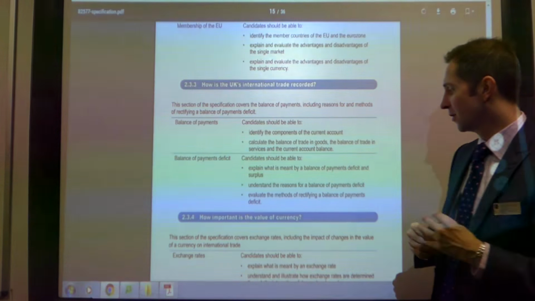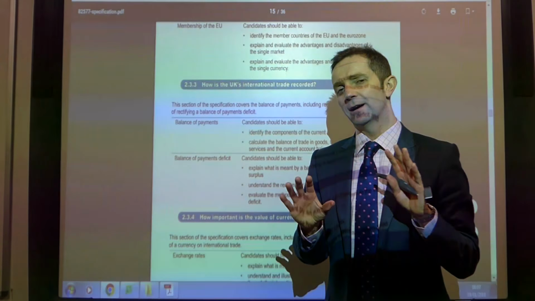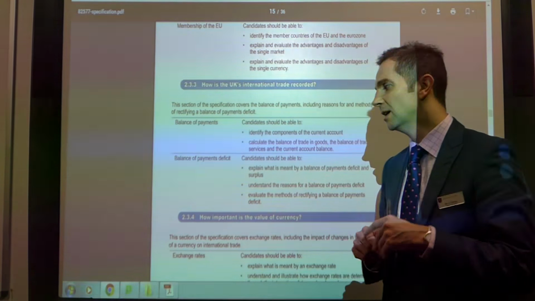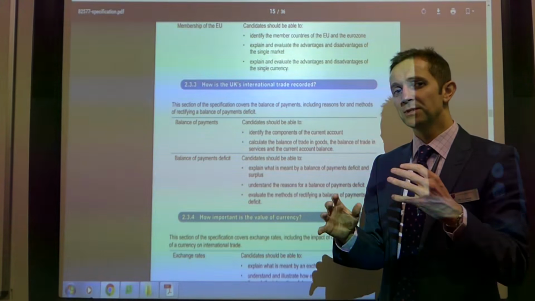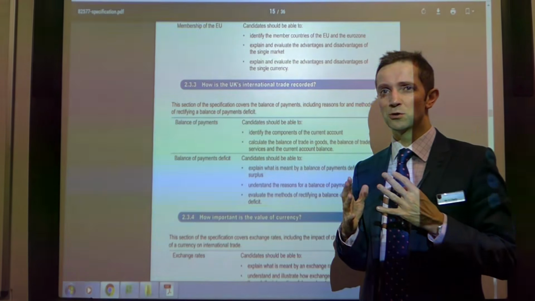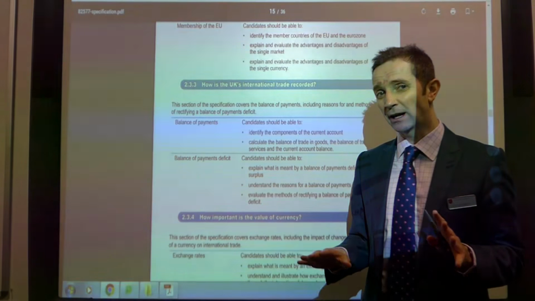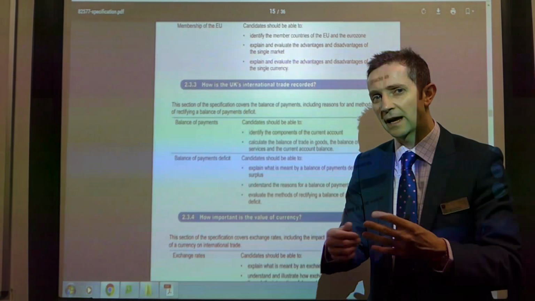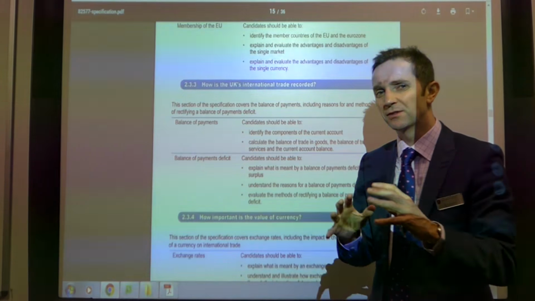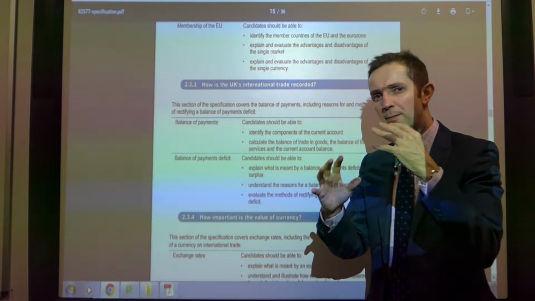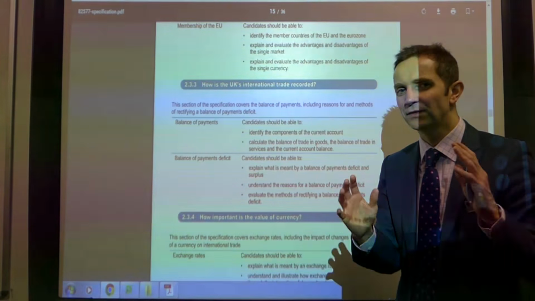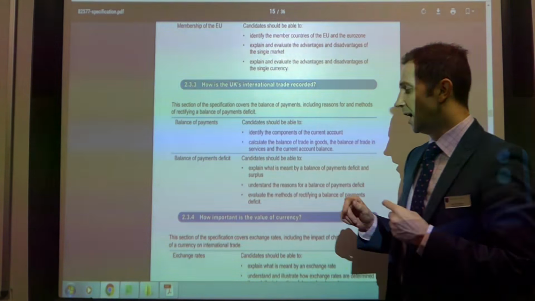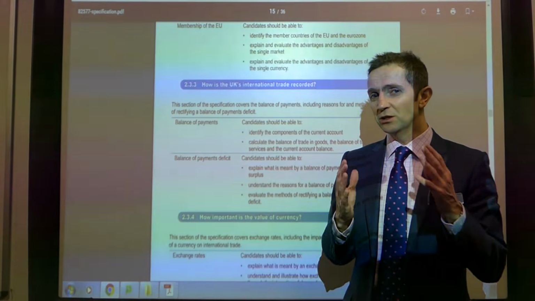Understand the reasons for a balance of payments deficit. There are 6 bulleted points in the OCR endorsed textbook. Take a look at them. Some of them to do with loss of competitiveness in the UK, means that people don't buy our exports and hence the value of M is greater than the value of X. Exchange rate issues, all sorts of things which I'll not go into in this video, but take a look. Again, that's very straightforward.